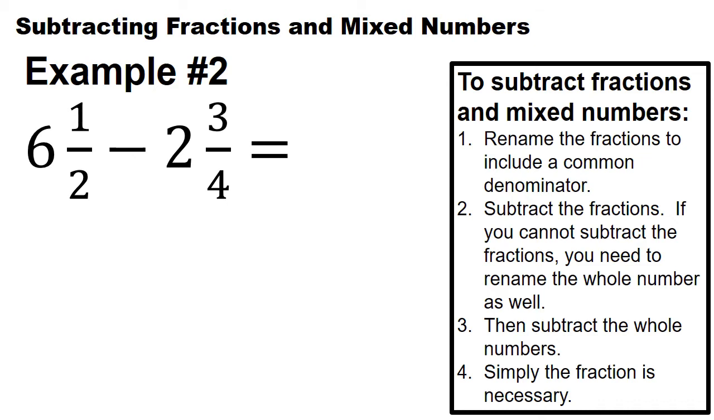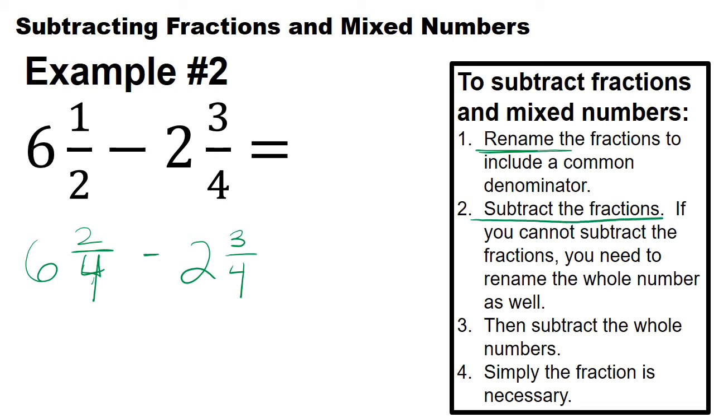So here is example number 2. We're going to follow the steps, just like we did in example 1, but we're going to show you something unique with this problem. Our very first step is to rename the fractions to include a common denominator. The common denominator of 2 and 4 is 4. So let's rename these fractions: 6 2/4 minus 2 3/4.